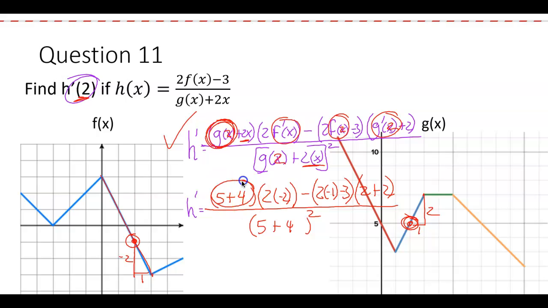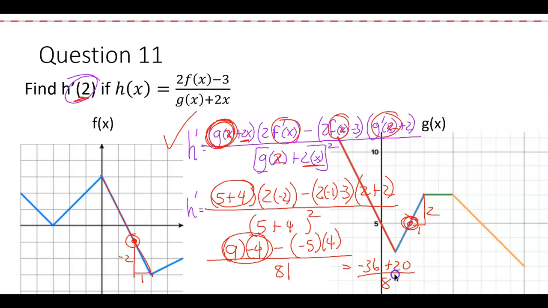So let's continue. So that's 9, -4, -5, 4. The bottom's 81. And so that would be negative 36 plus 20 over 81. And that's going to simplify to negative 16 over 81. And I don't think that reduces, so I'm all done.